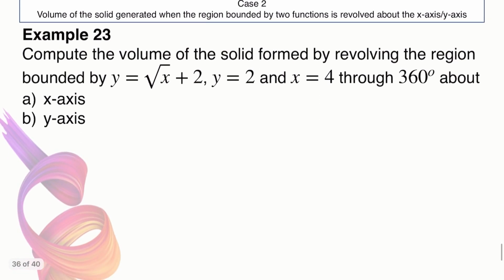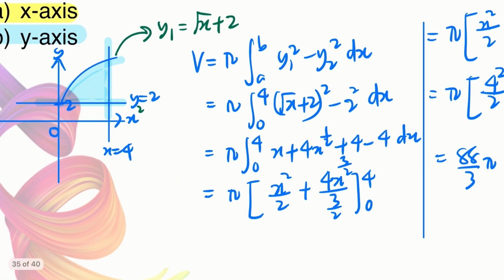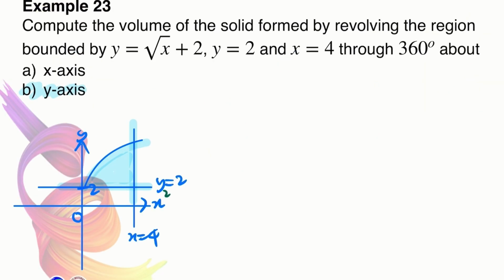Now let's continue with example B, where the rotation is about the y-axis. We are going to use the same graph to find the volume. Now I'm going to copy this first. Alright, the rotation now is the y-axis. Here is the y-axis. When there are two functions involved, one function minus the other, so the function further from the y-axis will minus the nearer function.